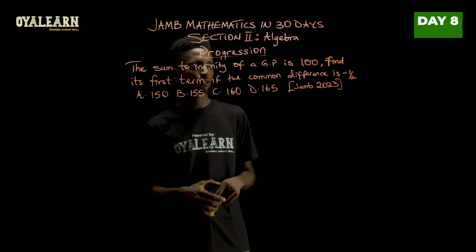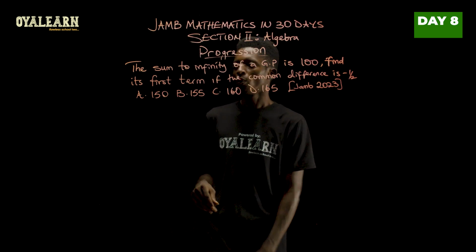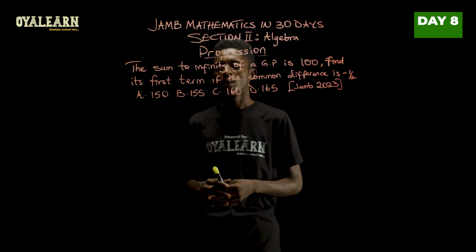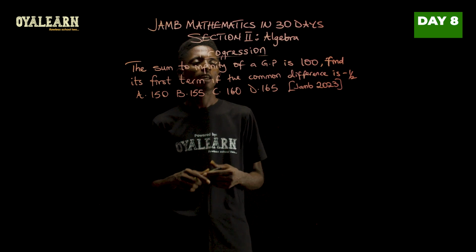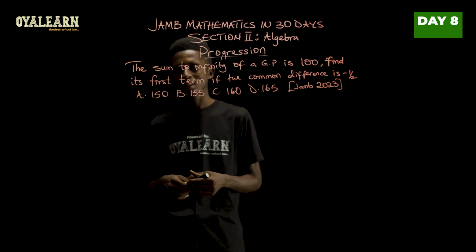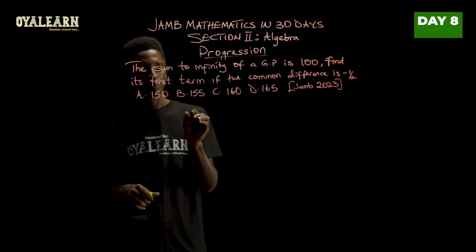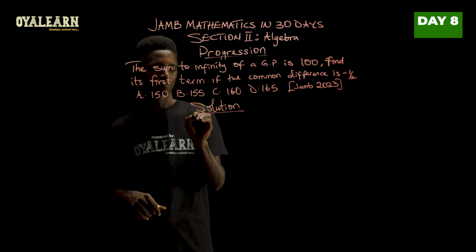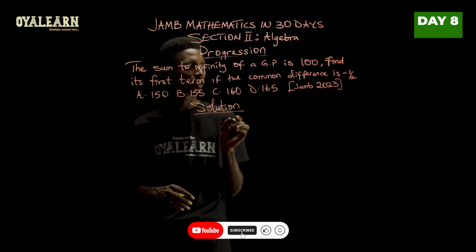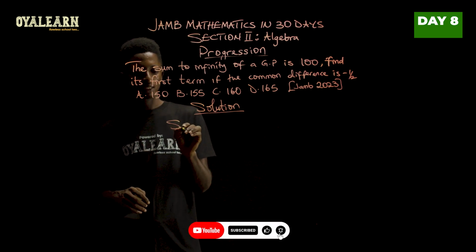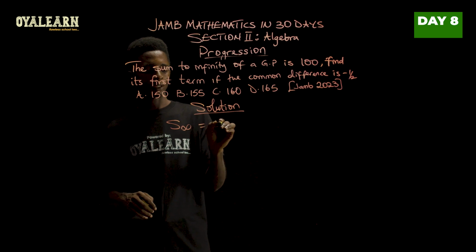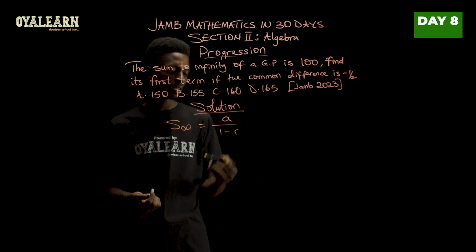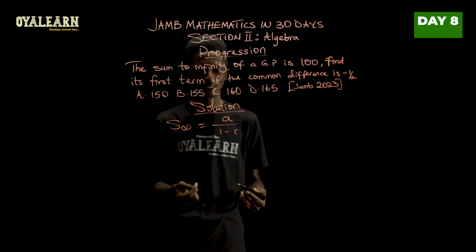Let's solve this question from Jamb 2023, where we are told that the sum to infinity of a GP is 100. And we are to find its first term if the common difference is negative half. Now, sum to infinity of a GP again is given as a over 1 minus r, where a is first term and r is common difference.